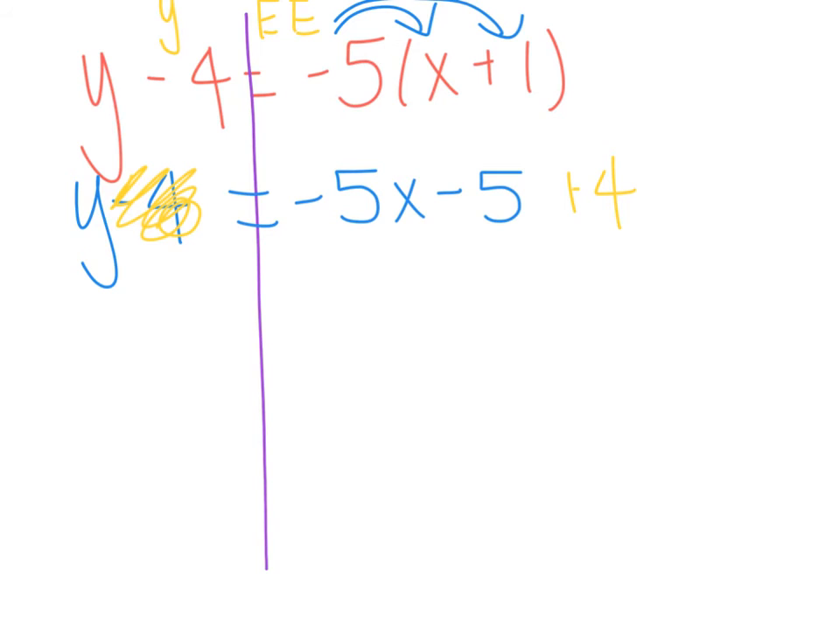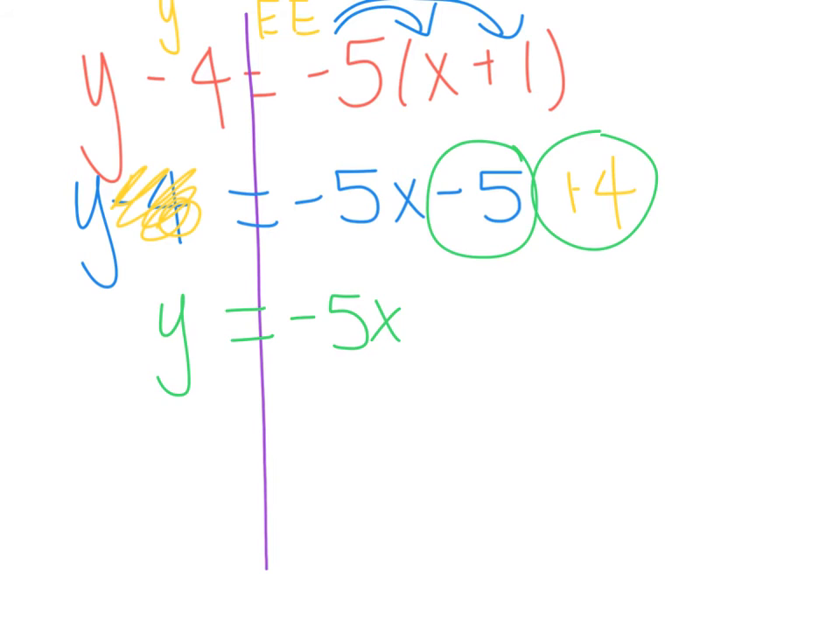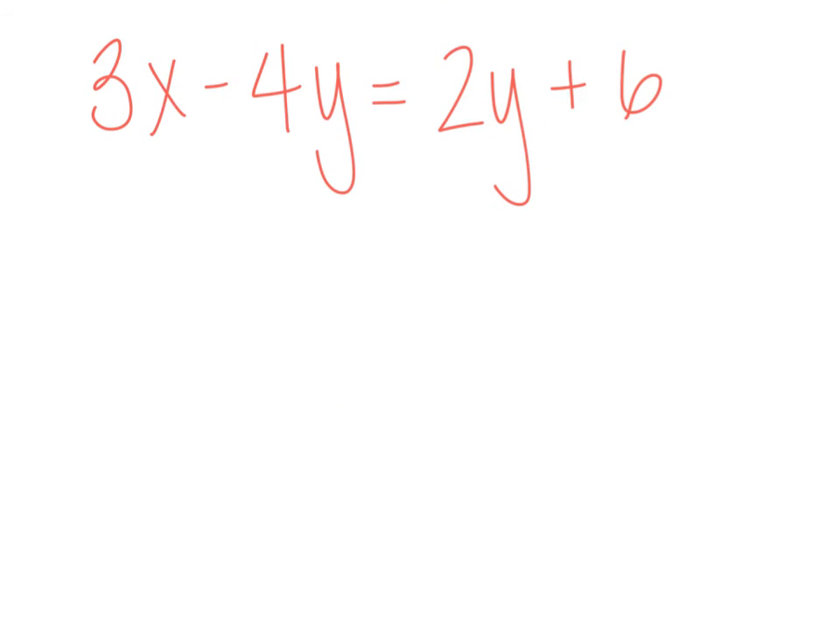So now I'm going to combine stuff together. I can combine my negative 5 and my positive 4. So I'm going to bring down my y equals, my negative 5x is still going to be there. And negative 5 plus 4 is going to combine to give me negative 1. So this is my final answer.